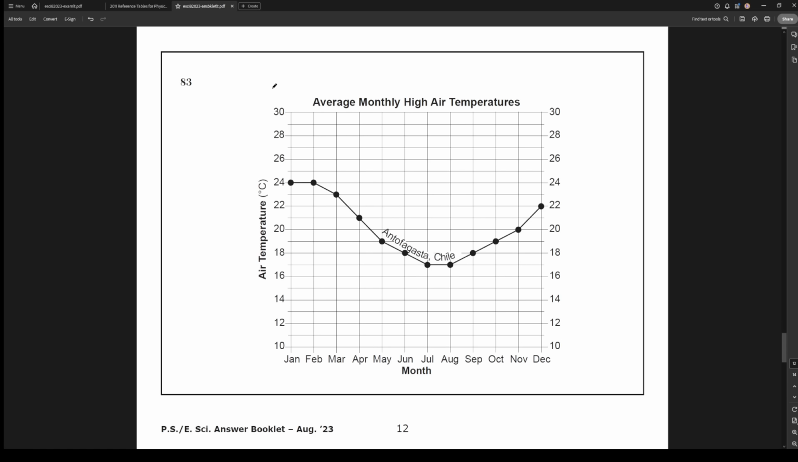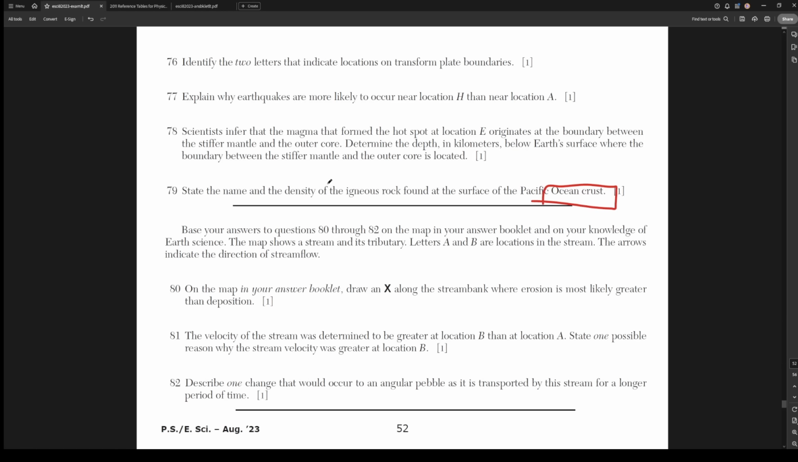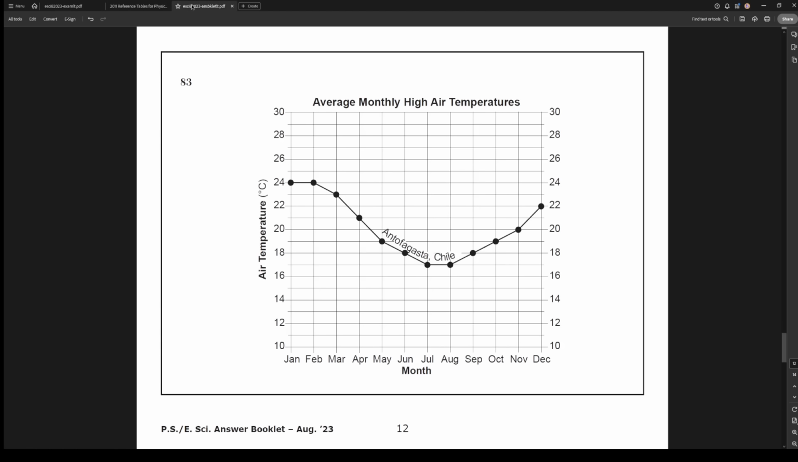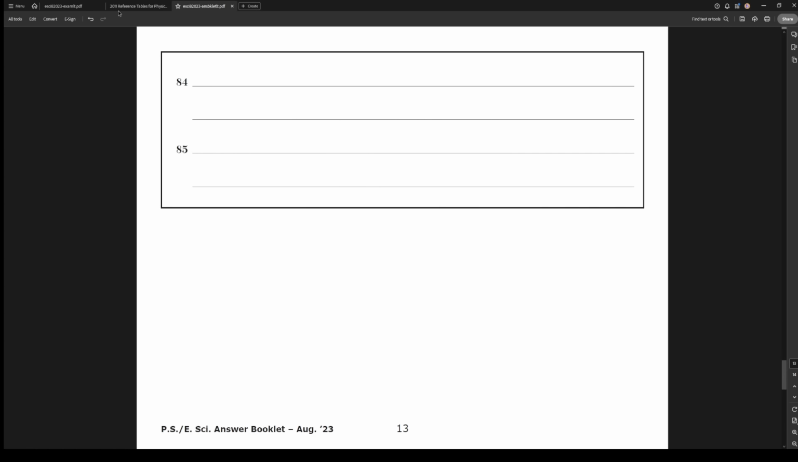Alright, 83. We got some type of air temperature map here. On the graph, construct a line graph by plotting the monthly average high temperature for the month listed data. Oh my gosh. We gotta do all of these? For real? I'll plot one just so you could see. So we want La Junta, Argentina, right here. So January would be 29. So you go here, January, and then 29. You put a dot there. Okay, and then you just go across. Not going to do all those.